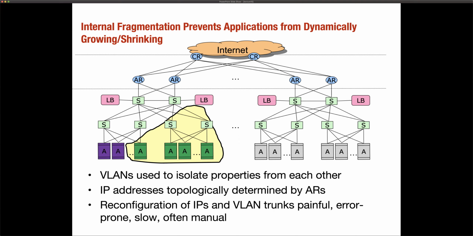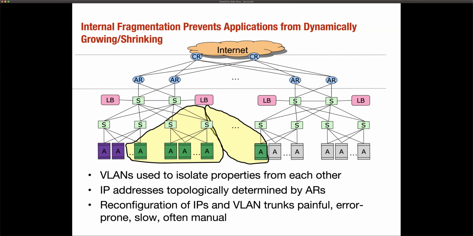Now, if I want to add a new server to this green service, which is in a different layer 3 domain, then that will require a lot of reconfiguration in the network to make it work. It will require changing the IP address of the server. It will require changing the VLAN trunks. It will require adding new routing entries at the top of the hierarchy, in the AR switches and CR switches, the CR routers and AR routers, to make sure that these servers can communicate with each other in a seamless fashion, which is very problematic.